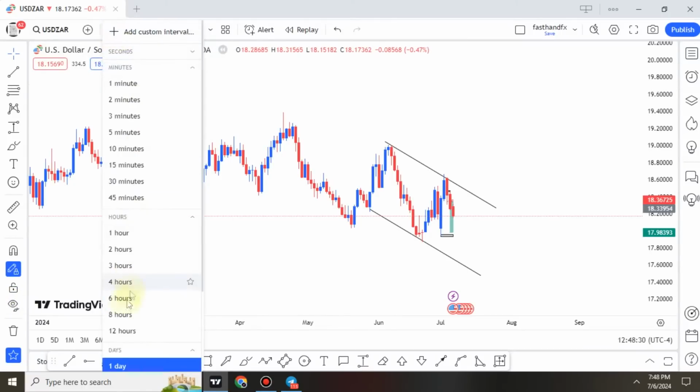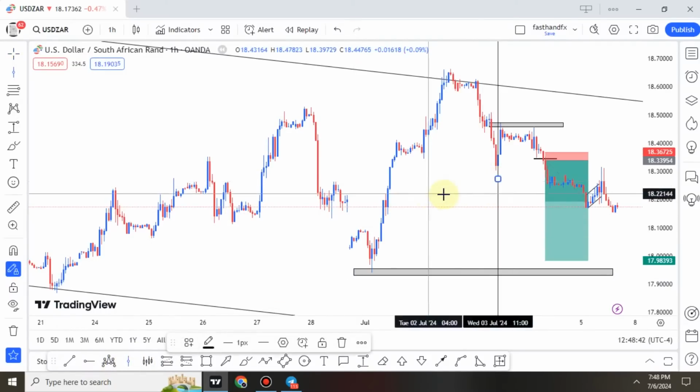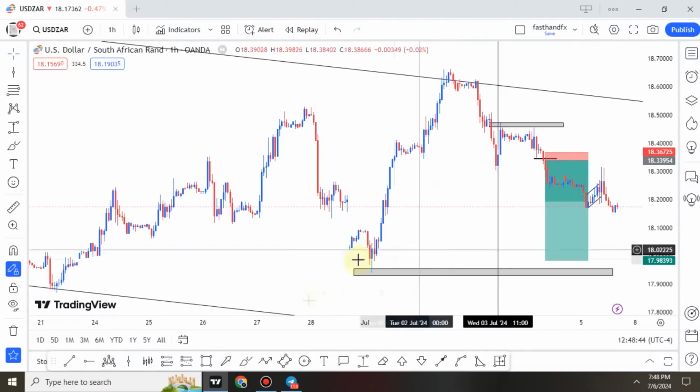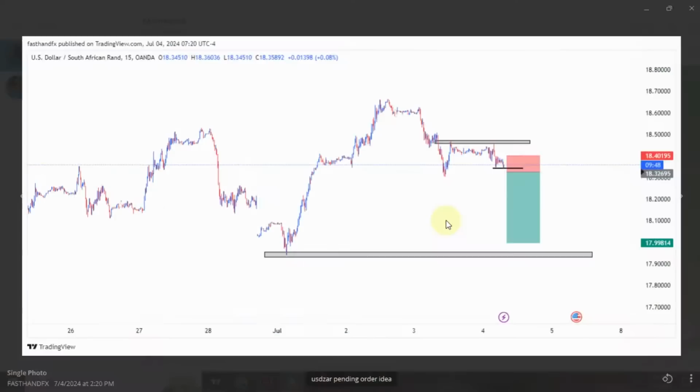All right, now when we go to 1 hour this time around, guys, the only thing that I was looking out for is just a continuation pattern. So let me show you. This is where the market was right over here. That is what I saw. So I think I had that screenshot over here. You see, this is it.